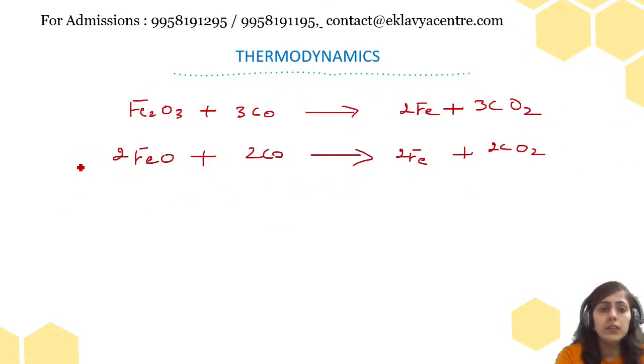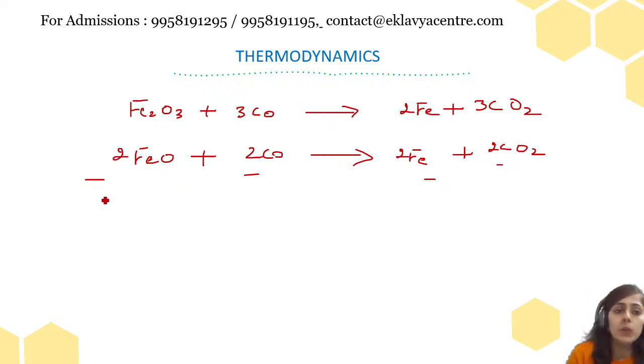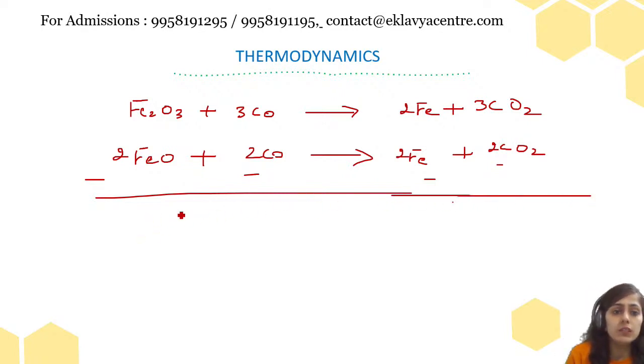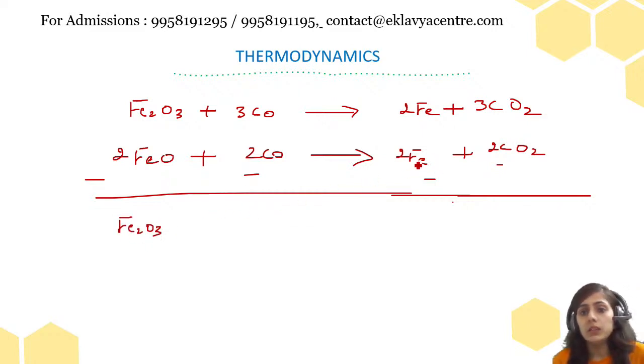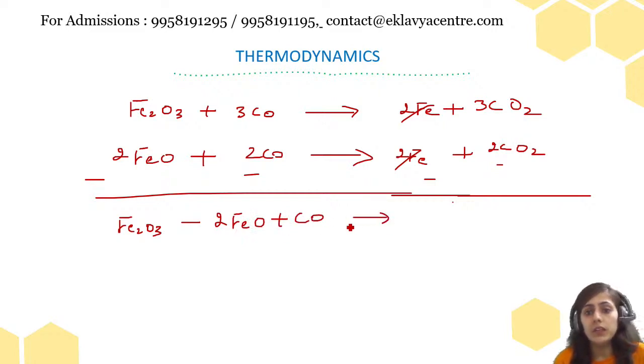Right, now if we subtract, these questions we do only by hit and trial method. We have to keep on trying, like whether we have to add, subtract, multiply an equation with a number, divide an equation with a number. So we get, see, Fe2O3. This gets cancelled. We get Fe2O3 minus twice of FeO plus CO will give us CO2, right?